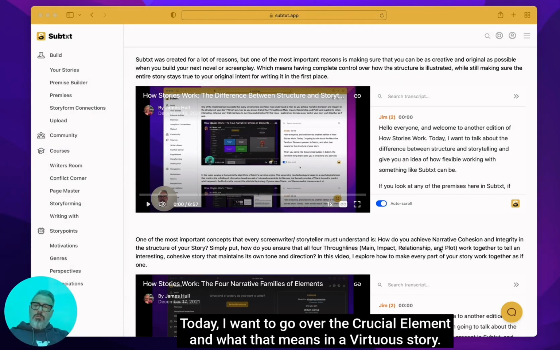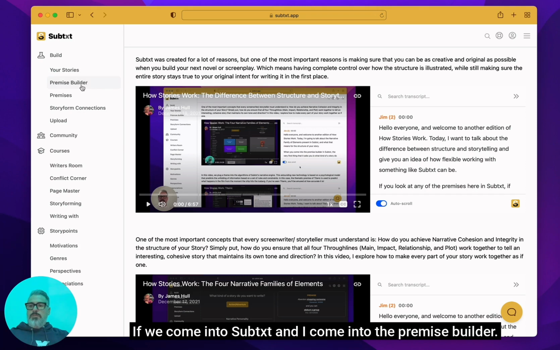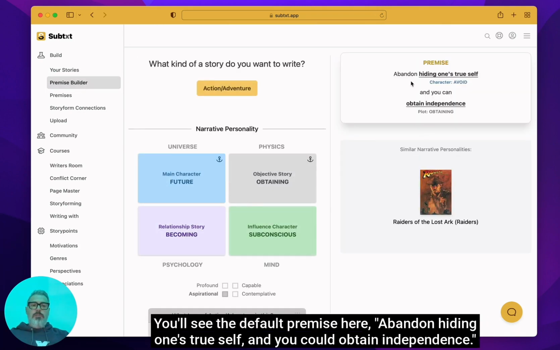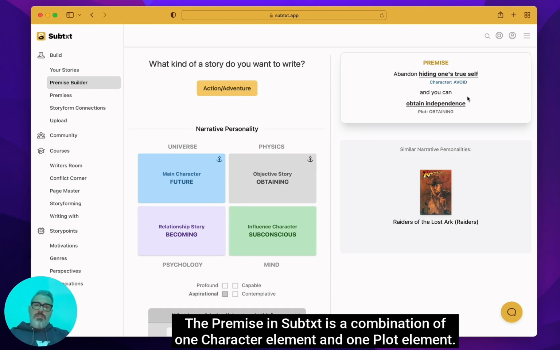Today, I want to go over the crucial element and what that means in a virtuous story. If we come into Subtext and I come into the premise builder, you'll see the default premise here: abandon hiding one's true self, and you could obtain independence. The premise in Subtext is a combination of one character element and one plot element.